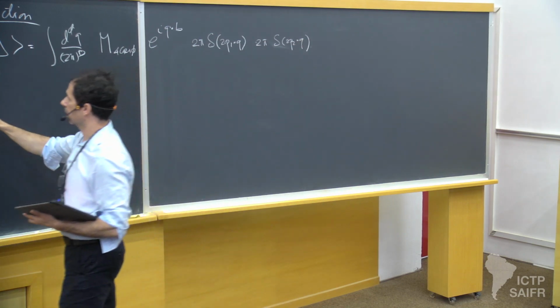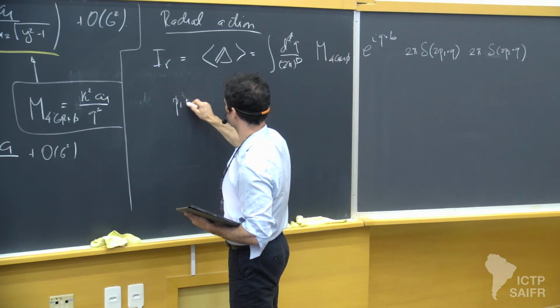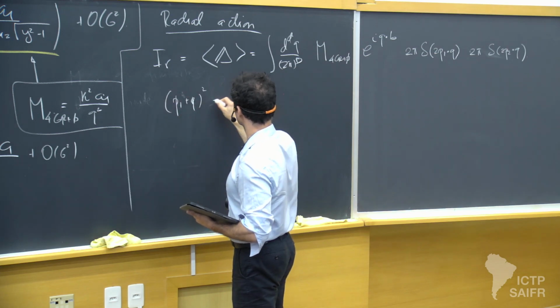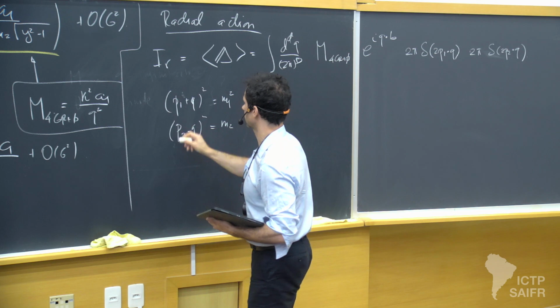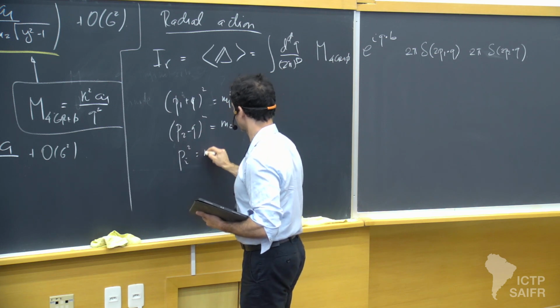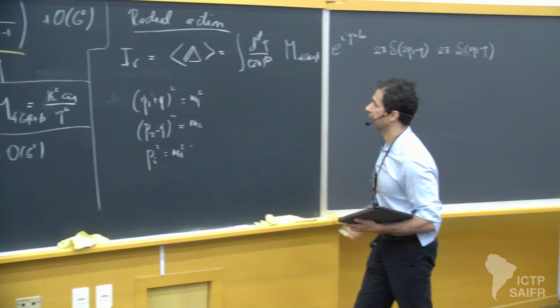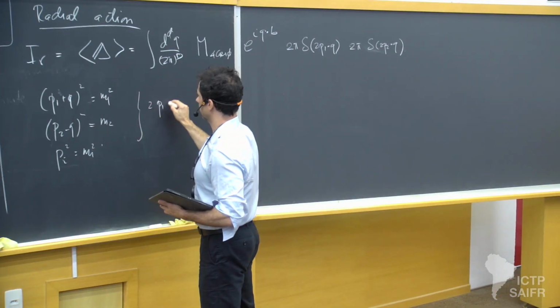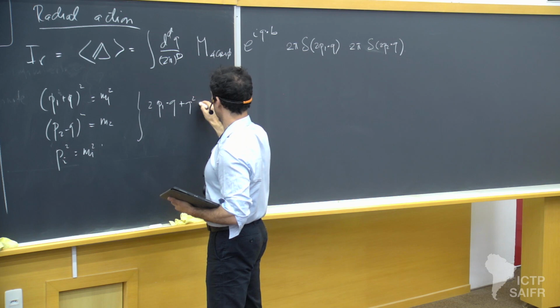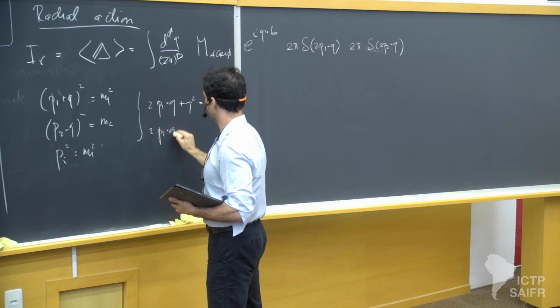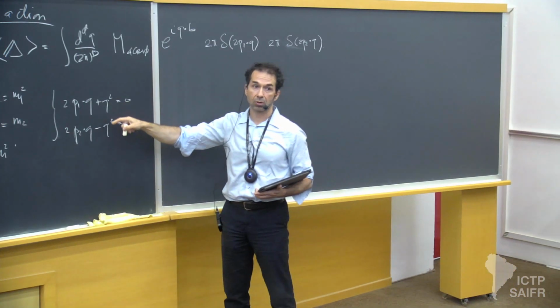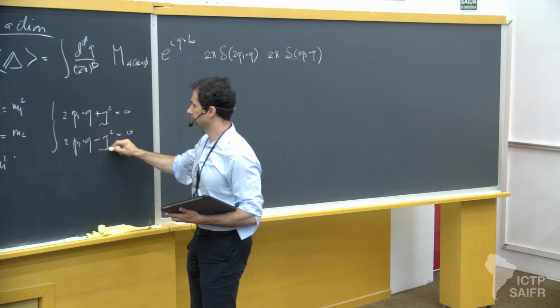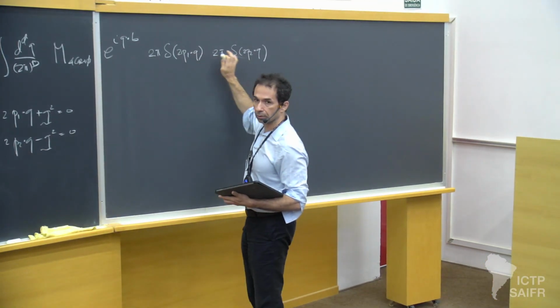All right, so these come from comparing P1 plus Q squared equals M1 squared, and P2 minus Q squared equals M2 squared, and Pi squared equals Mi squared. If you compare these, you find that 2P1.Q plus Q squared has to be 0, 2P2.Q minus Q squared has to be 0. This is of order Q, this is of order Q squared, so as long as we're working to leading order in Q, we can ignore these, and these are the remaining on-shell conditions that we have.